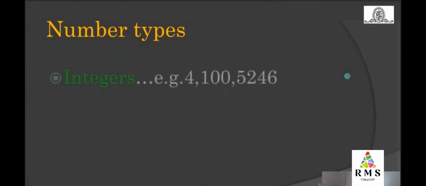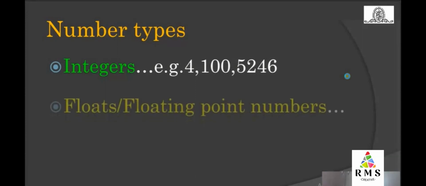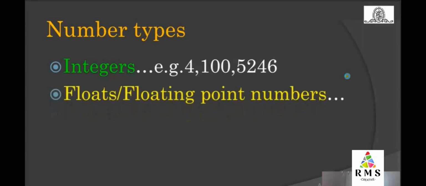Number types. We have seen that there are two types of numbers. First one is integer. For example, 400, 5246. These are the whole numbers. Second type is floating point numbers or floats. For example, 105.8. This is having the decimal point.